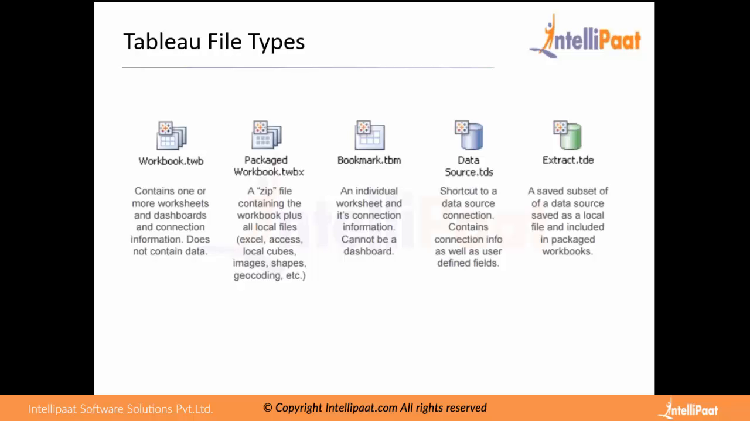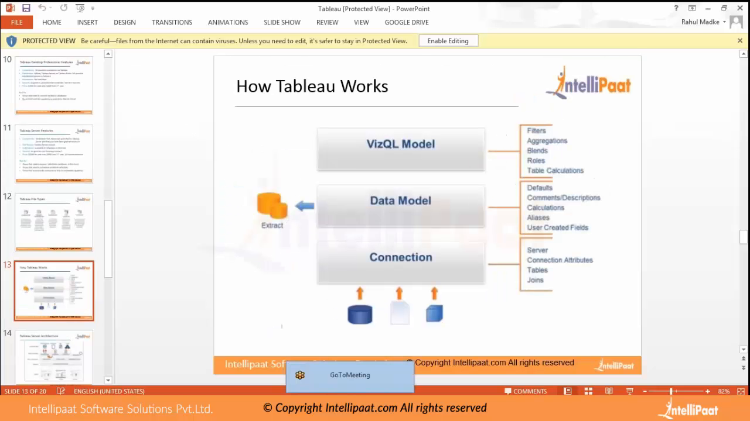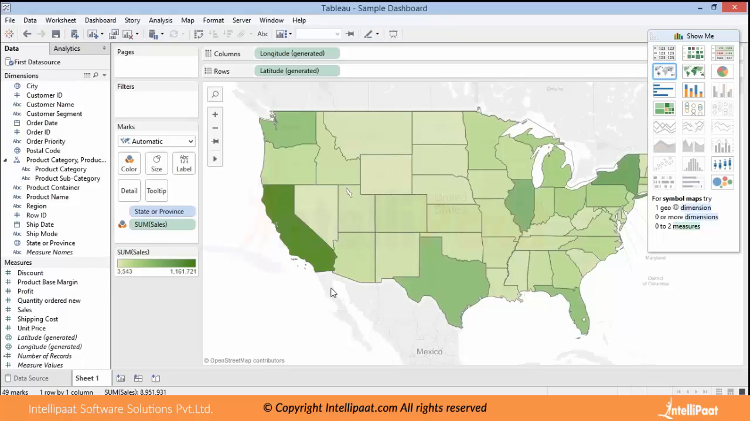Now next is the TDE file, which is Tableau data extract. The TDE file is basically a saved subset of the data source, and that will be saved as a local file. Whenever we want to extract the data from a data source or database and keep a local file of it, then this TDE file is a compressed version of this local data source. Whenever we save any workbook as a TWBX file, this TDE file, the Tableau data extract file, will be included in the packaged workbook.